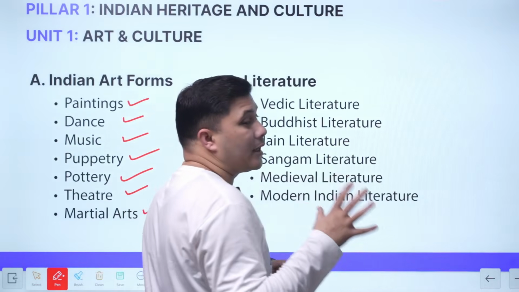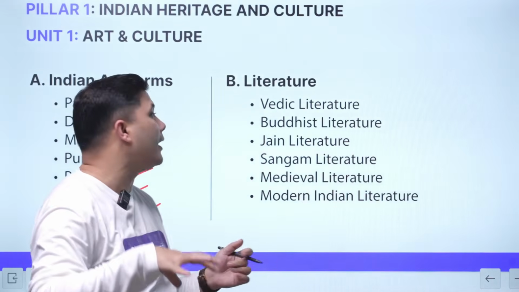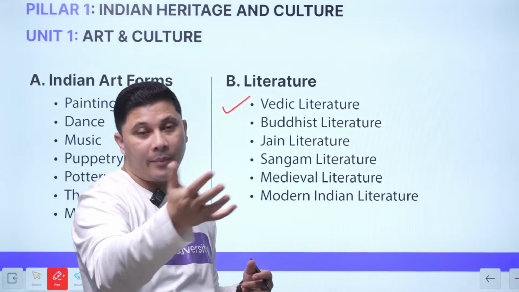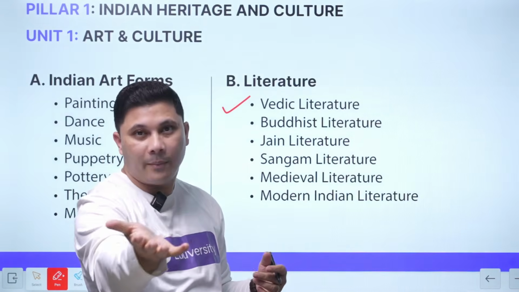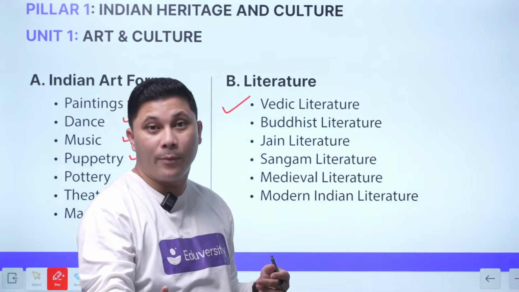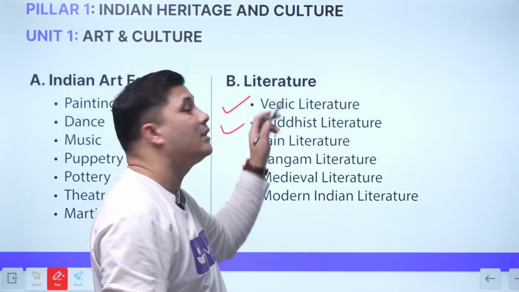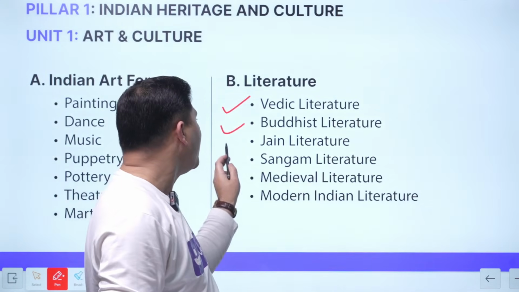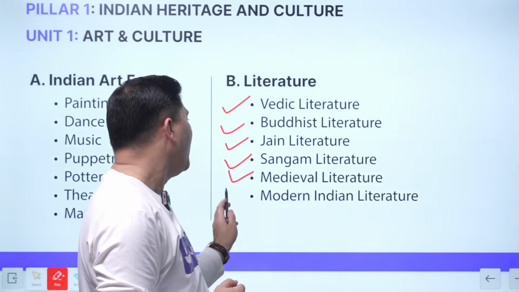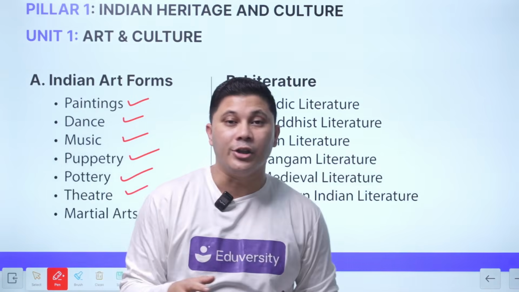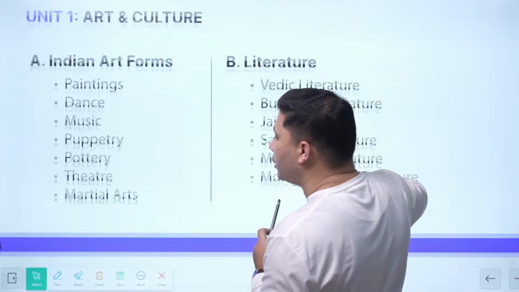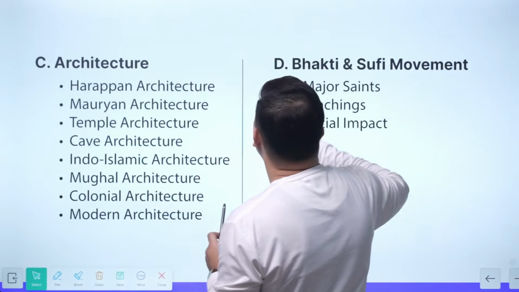Not only this, apart from these, we also have to study the literature, like the Vedic literature: the Rig Veda, the Sama Veda, the Yajur Veda, the Atharva Veda, which book is the book of music, the book of prose and poetry. The Buddhist literature, very important, then the Jain literature, Sangam literature, medieval literature, and the modern Indian literature.